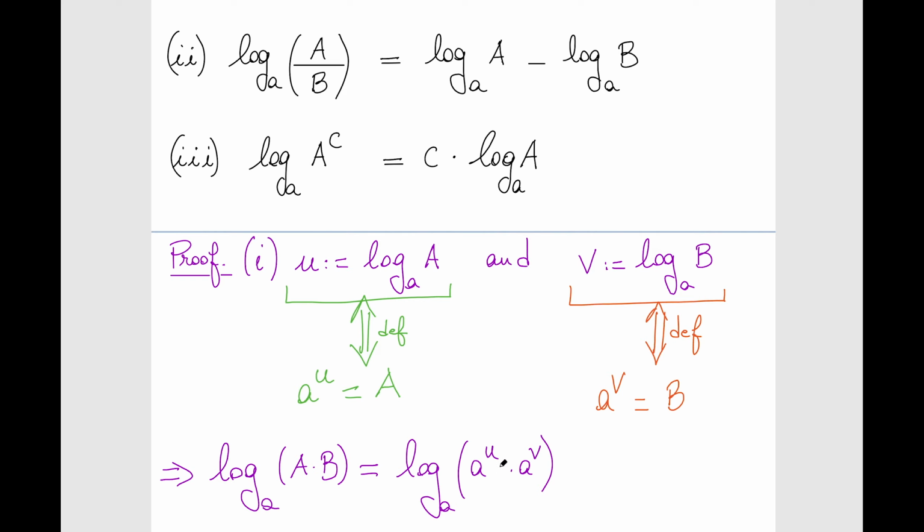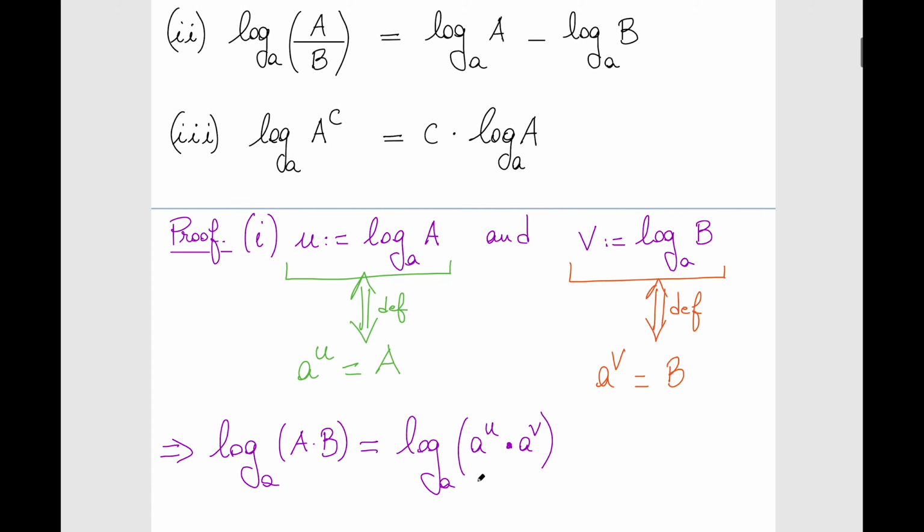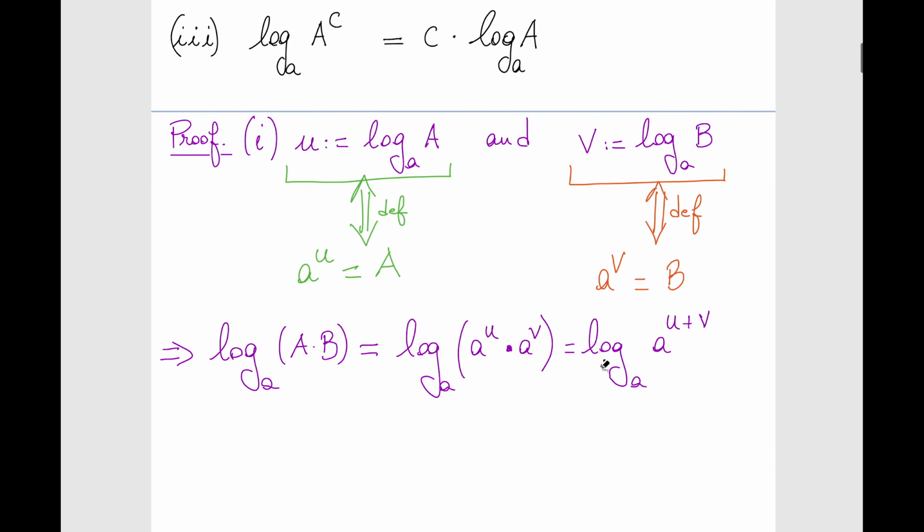Make sense? And look here. The base is positive. a to the u times a to the v: you are multiplying two exponential expressions with the same base. So what do we do? We keep the base and we add the powers. Make sense?